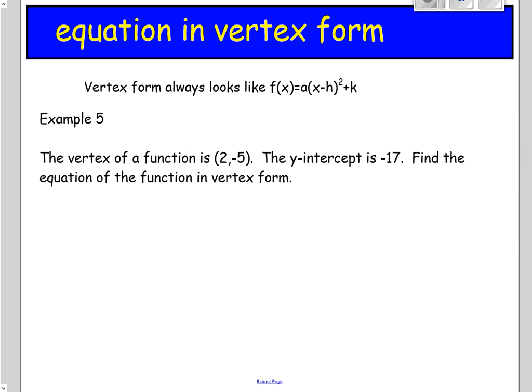Okay, here we go. Vertex form. So vertex form looks like f of x equals a bracket x minus h squared plus k.